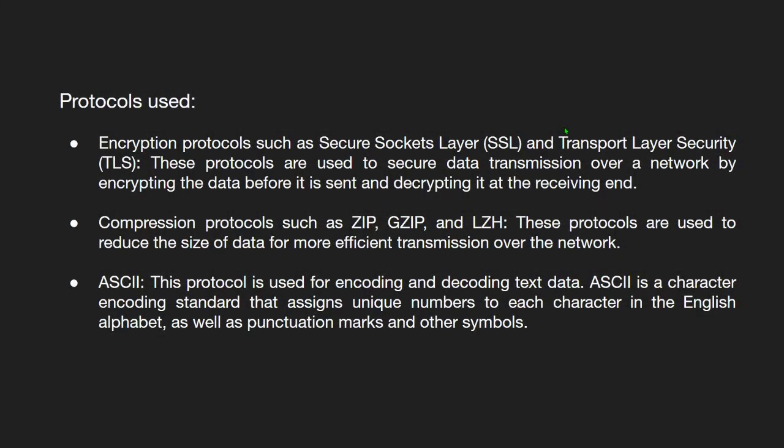There are protocols that are used in this layer. One is encryption protocols such as SSL and TLS, which are used to secure data transmission over a network by encrypting the data. Next one is the compression protocols such as zip, gzip, and so on. Then next is ASCII, which is a protocol that is used for encoding and decoding the text data.